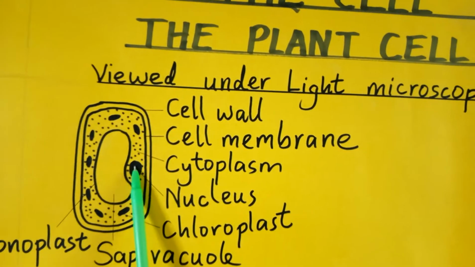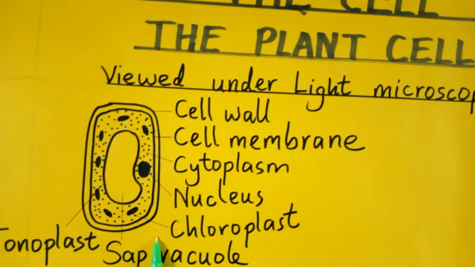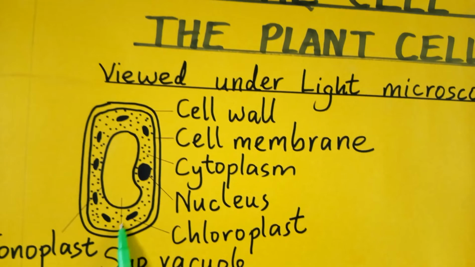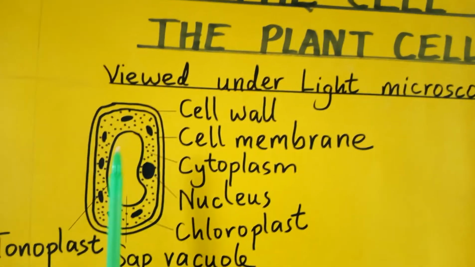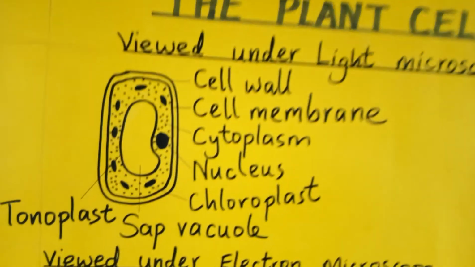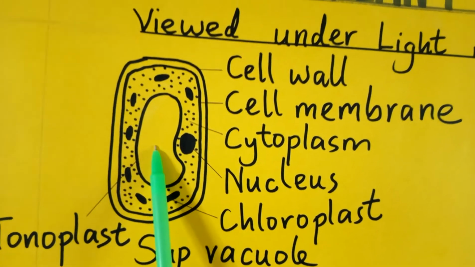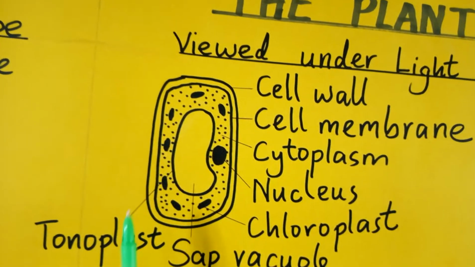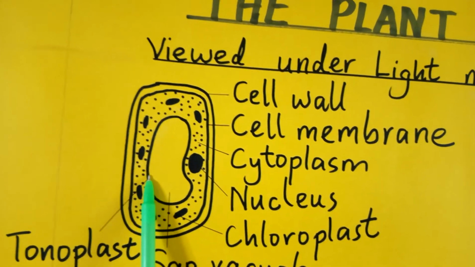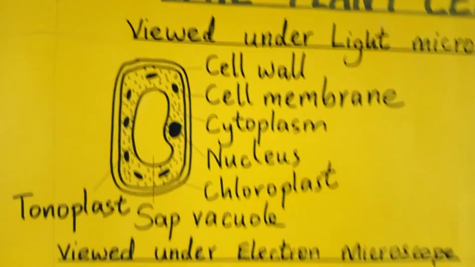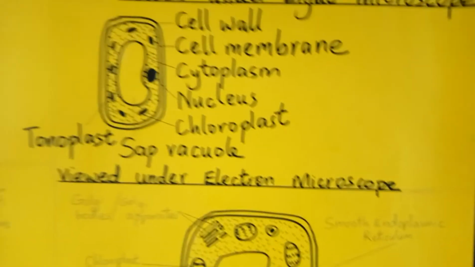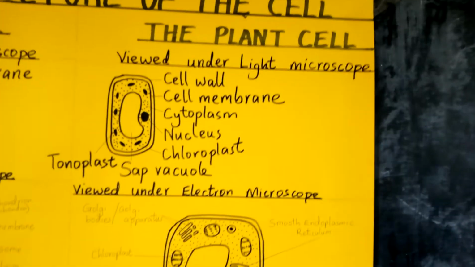We have the nucleus here. We have the chloroplast. All these ones are chloroplast. I hope you are able to see them. We have the sap vacuole, this part here at the center, and we also have the tonoplast, that is the membrane of the vacuole.